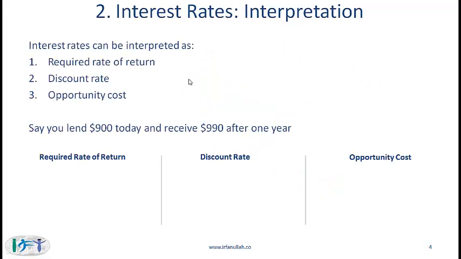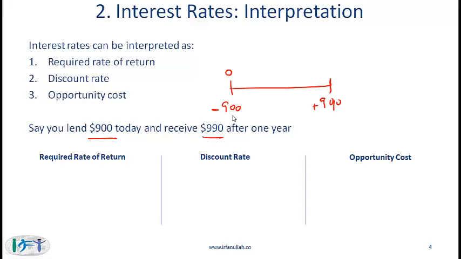The central theme is interest rates, so let's talk about the different interpretations of interest rates. Interest rates can be interpreted as, number 1, a required rate of return, or a discount rate, or an opportunity cost. Say you lend $900 today and receive $990 after 1 year. So if we put this on a timeline, time 0, you lend 900, so let's put a minus sign to indicate money out, and then after 1 year you get 990 back.